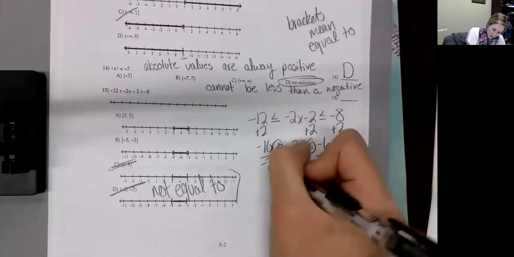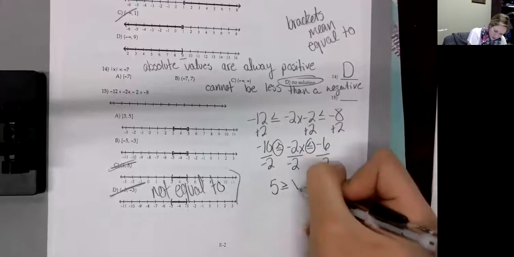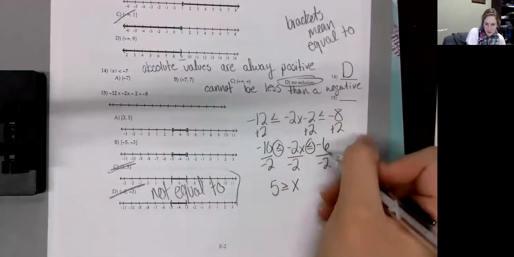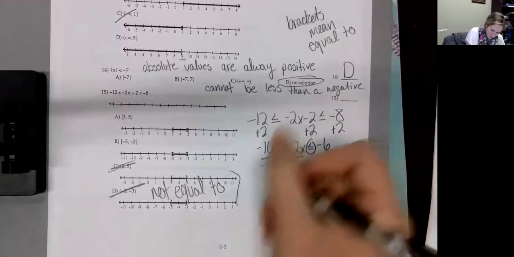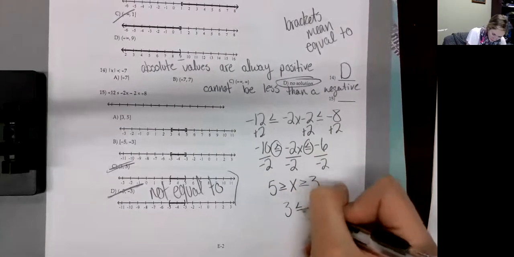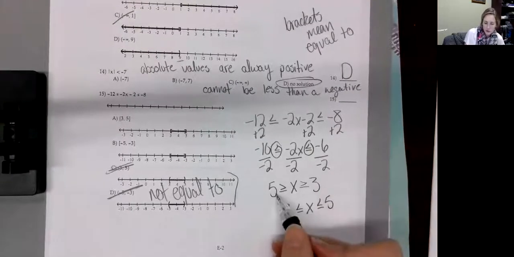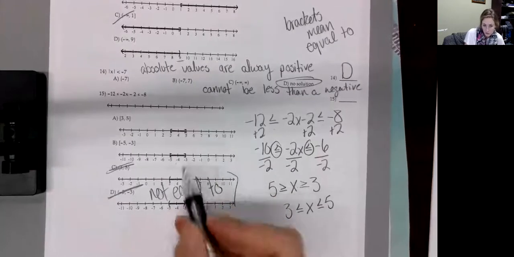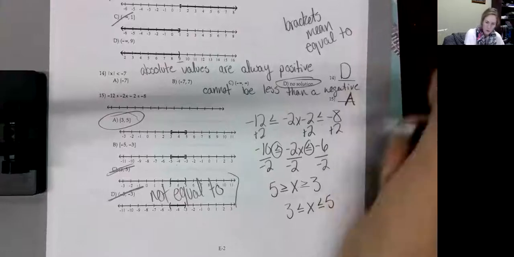So negative 10 divided by a negative 2 would give us a positive 5. We're going to change our sign. Negative 2 divided by negative 2 is 1, so we just have x on the inside. Negative 6 divided by negative 2 would be a positive 3. Now when we write this correctly, we'd have 3 is less than or equal to x, which is less than or equal to 5. You can still look at this one and say x is between 5 and 3, but they're not negative 5 and 3. So you should still get that one if you don't change it around.